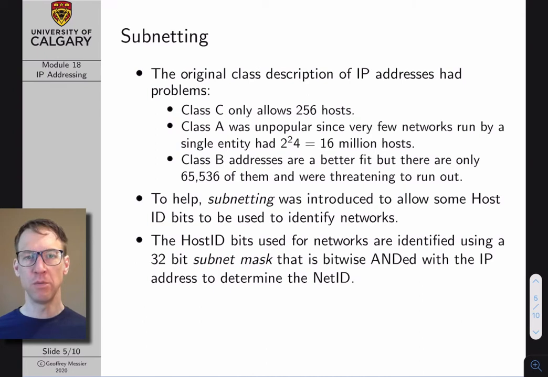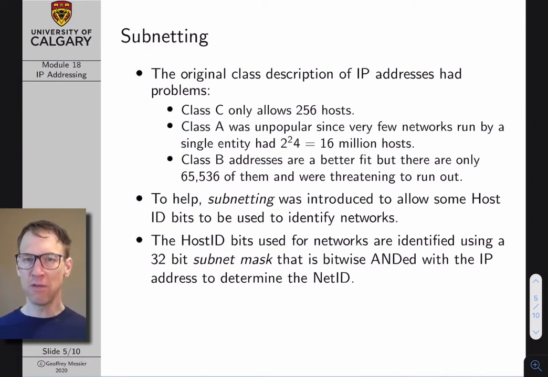Now, I mentioned that IP addressing has evolved somewhat. And the first way that IP addressing changed as the internet started to grow was to introduce a concept called subnetting. And subnetting was essentially meant to address a problem with the original three categories of networks. So you'll recall we had the Class A networks, Class B networks, and Class C networks.